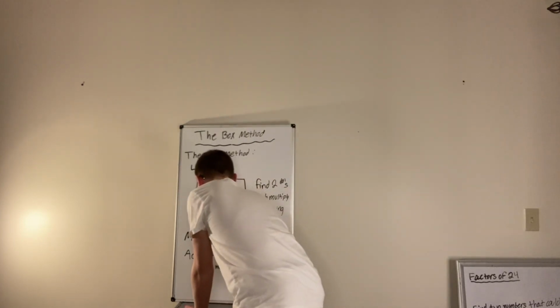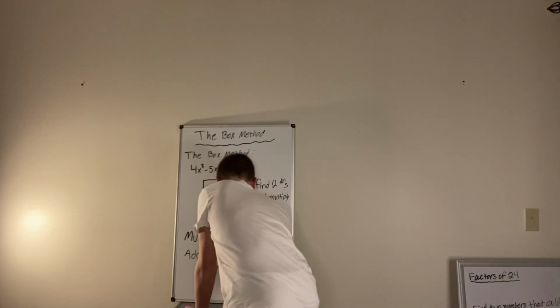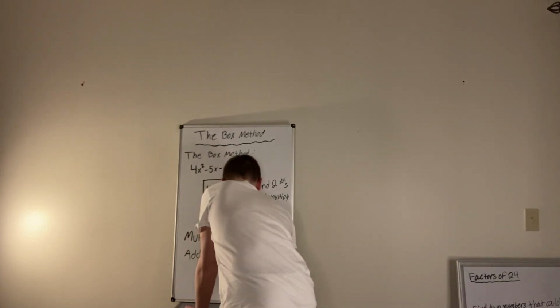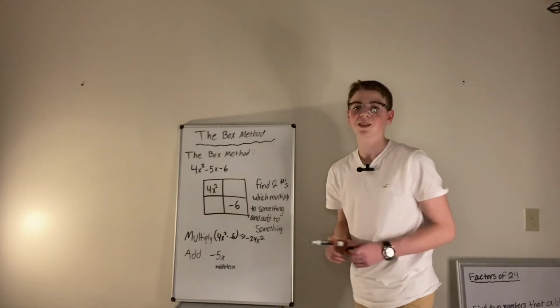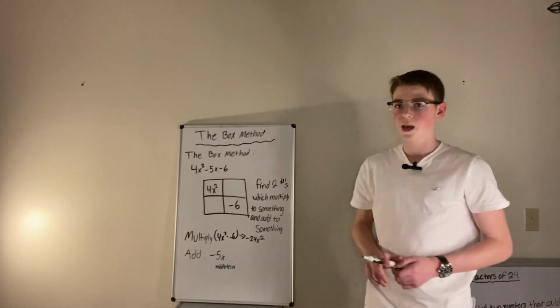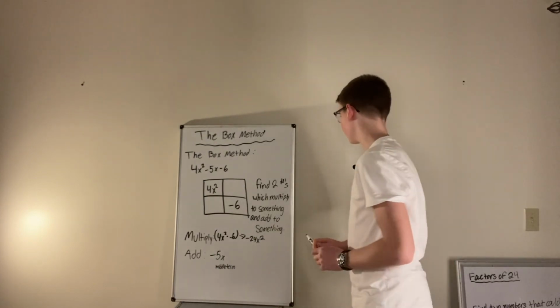So 4x squared times negative 6 equals negative 24x squared. So that is what we were trying to multiply to.